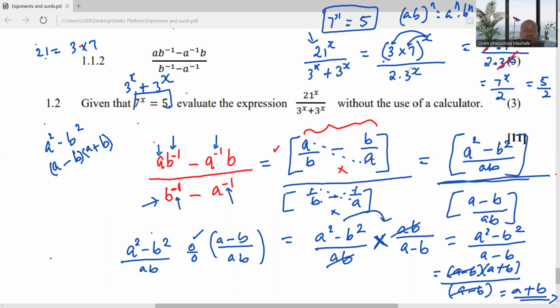I strongly believe you understand, guys. This is how we deal with exponents.